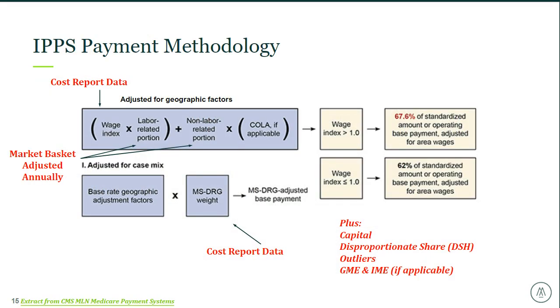I'm not going to go over this. This is just a graph that kind of outlines how the system works with a base rate, how it's divided with labor and non-labor, depending on where your wage index is, and then once you add in the capital and multiply it times your weight, and your add-on payments, you can compute your overall payment. And there's resources obviously online and on the CMS website if you wanted to compute a specific payment on a case.